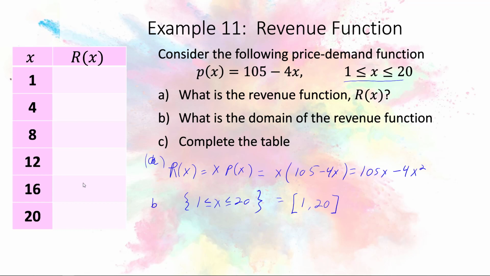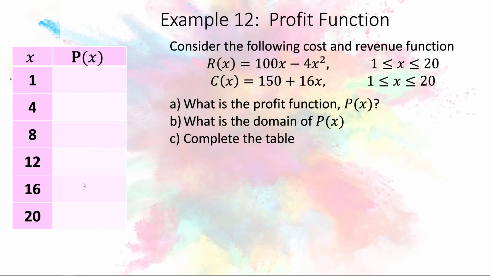Okay, the third problem in your homework is, well, obviously the profit function. So here we have the revenue function, which is 100x minus 4x squared. It's a different revenue function. It's valid between 1 and 20. We have the cost function where the fixed cost is 150, the variable cost is 16, and that's valid between 1 and 20. And I'm sorry I forgot to put that information on your guided notes.